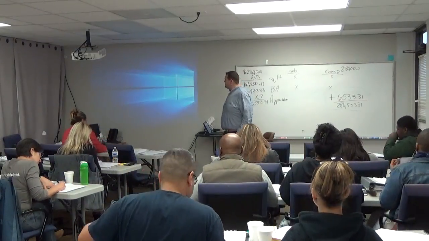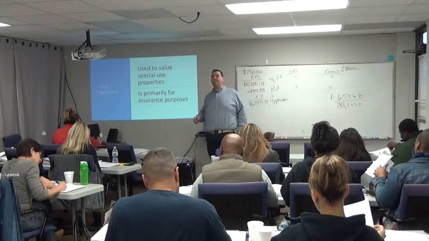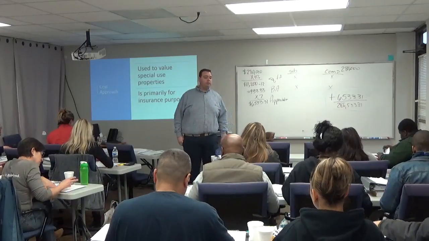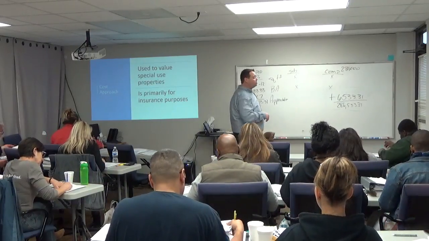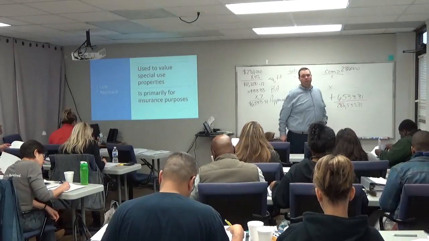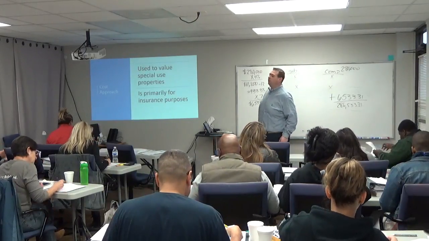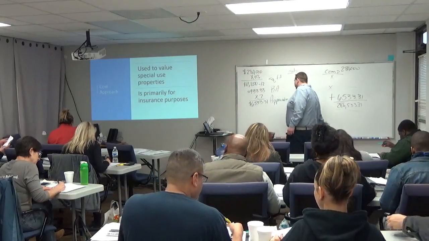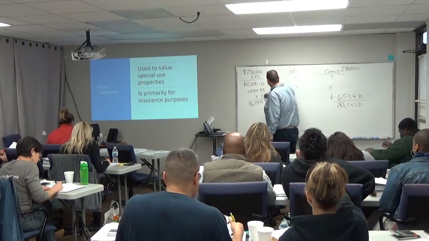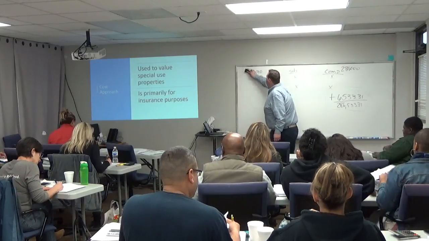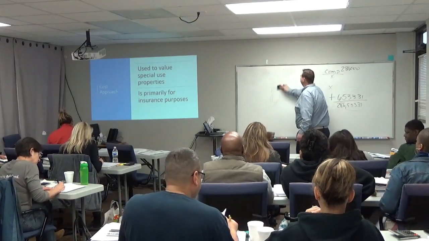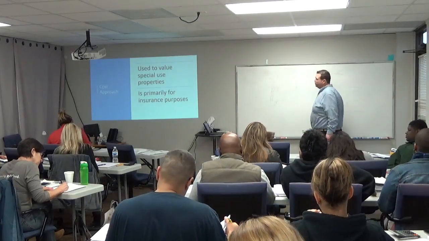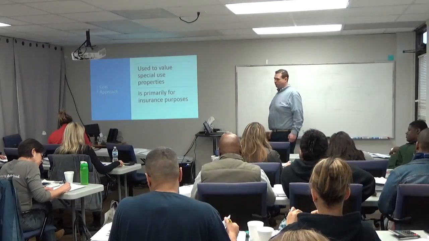So back over in your slides, we want to talk about the second of these approaches to value. The second one is called the cost approach. Now we said the cost approach was used for what kind of properties? Special use properties, right? They're not residential, and we don't make money off of them. Good. So these are going to be like public facilities. All right? Primarily for insurance purposes.